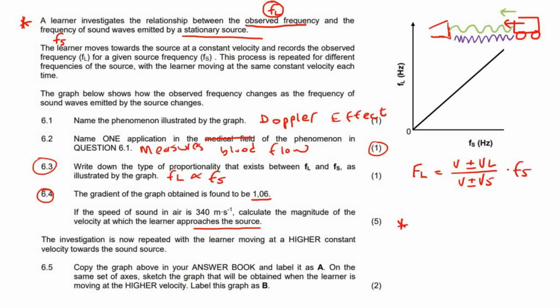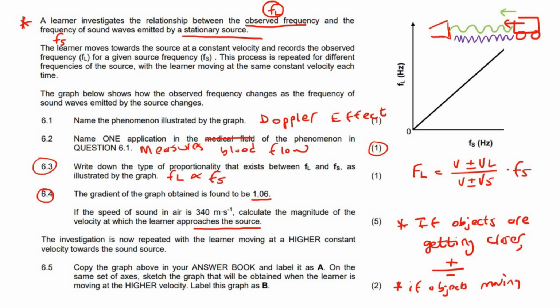But we need to know which. What I've told you in previous videos is, if the objects are getting closer, then you use a plus at the top and a minus at the bottom. If objects are moving apart, then use a minus at the top and a plus at the bottom. So we're going to use this one over here: a plus at the top and then a minus at the bottom.